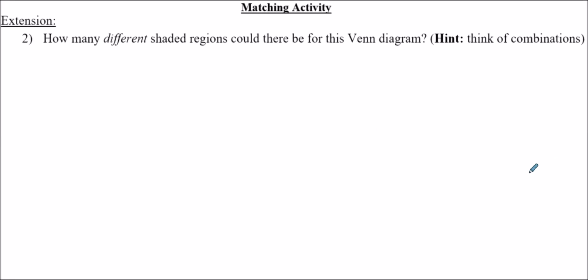So as I say, second part of the extension. How many different shaded regions could there be for this Venn diagram? So let's think of the different combinations we could have. I'm going to include a table to make this clear for you. So, if you think about it, there's 4 different regions of this Venn diagram. There's just A, there's just B, there's the overlapping region, which is A and B, the intersection, and then there's the outside bit of the rectangle, the edges, which is neither circle.